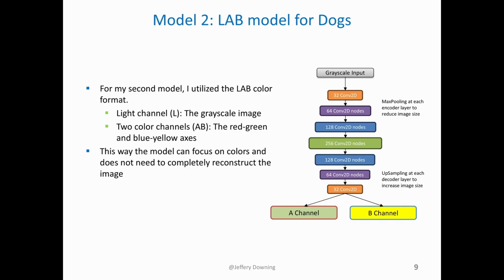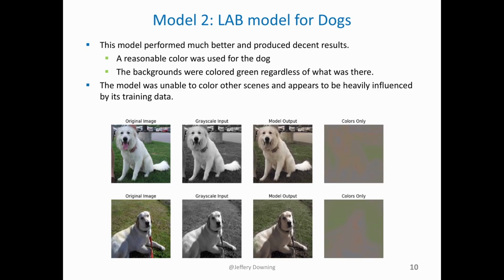It turns out there is a color format that does exactly this called the LAB color format. The L in LAB stands for the lightness channel, which would be the grayscale image. And then there are 2 color channels, A and B, representing the red-green and blue-yellow axes. This way the model can now focus on only reproducing colors as opposed to having to also reconstruct the image. And so this model ended up performing much better and produced some okay results.